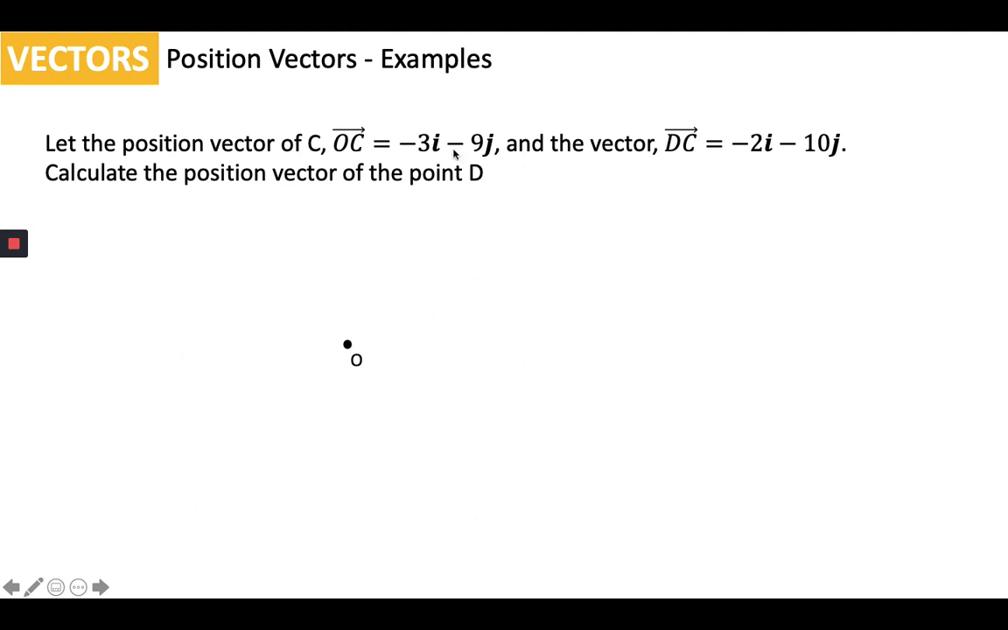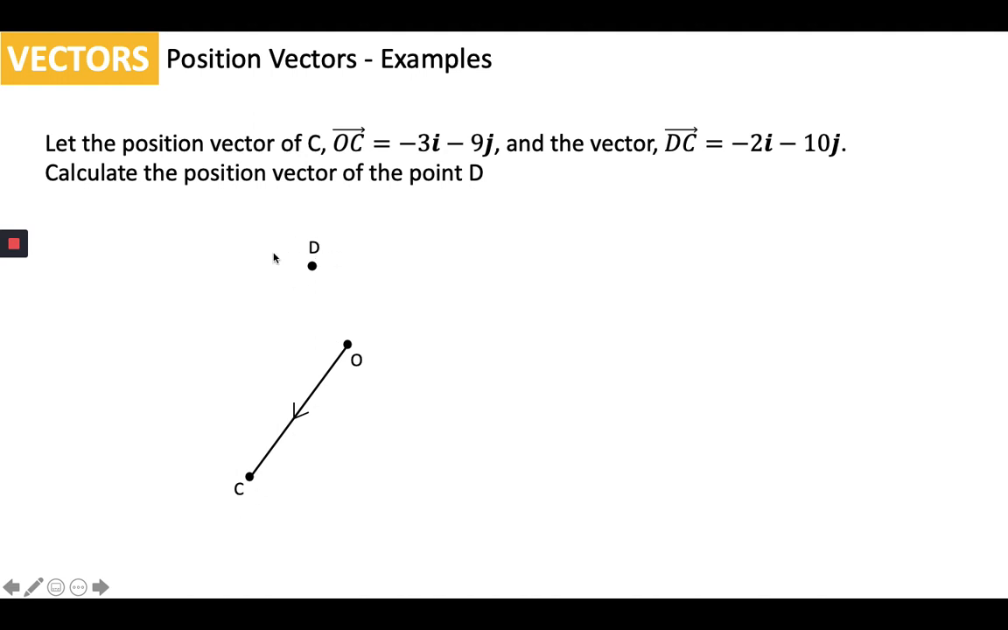Now, negative 3, negative 9, I'm going to go across 3, I'm going to go down 9, so that my point should be around here. There's my point C, and I've got this vector OC. That's my position vector of C. I then have a point D, where this vector, okay, from D to C is negative 2, negative 10. Okay? So my point D needs to be somewhere, negative 2, negative 10.